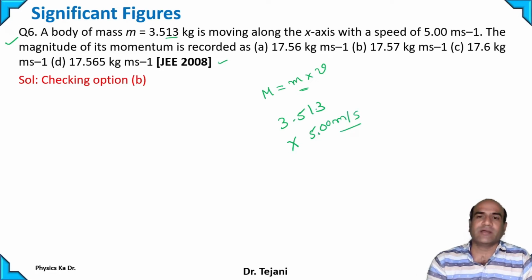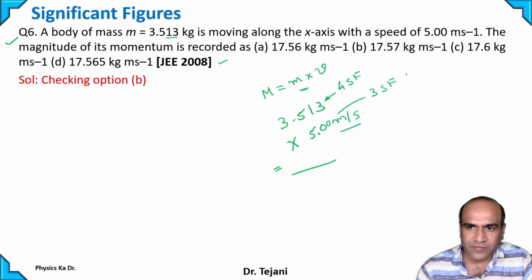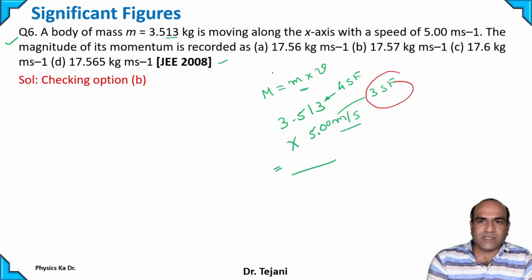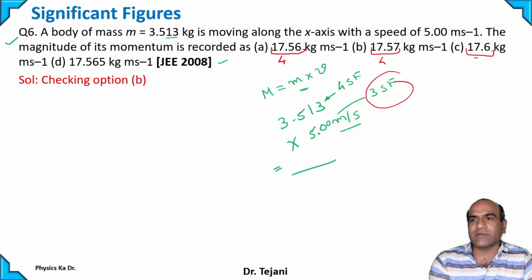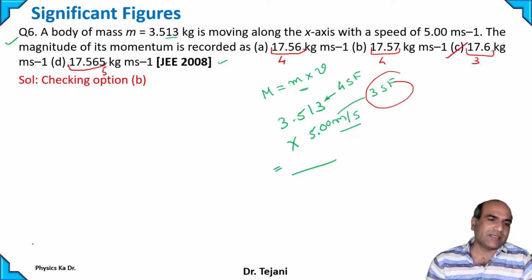5.00 meter per second. So that has 4 significant digits, and the other number has 3 significant digits. In the product, the least significant number of the original numbers is to be taken. So the least significant number here is 3. Let's check the first significant number. Here it has 4, here again it has 4, here it has 3, and this has 5. Answer C is correct.